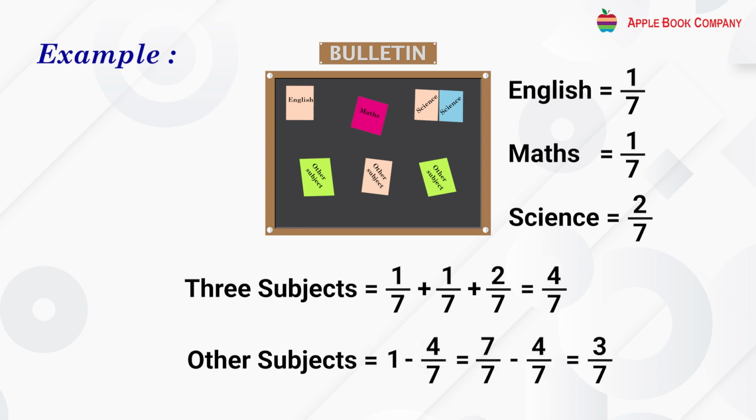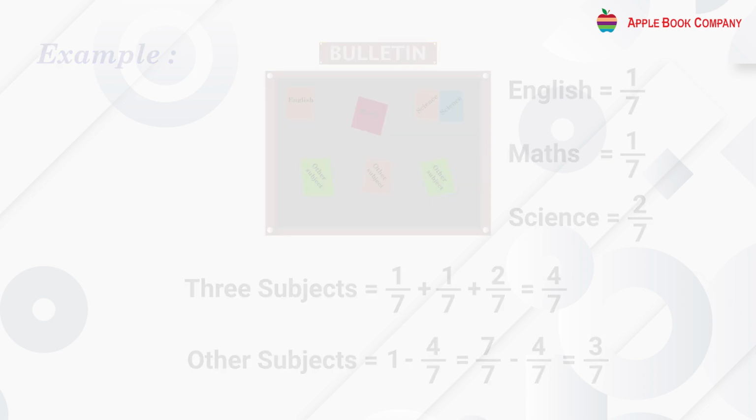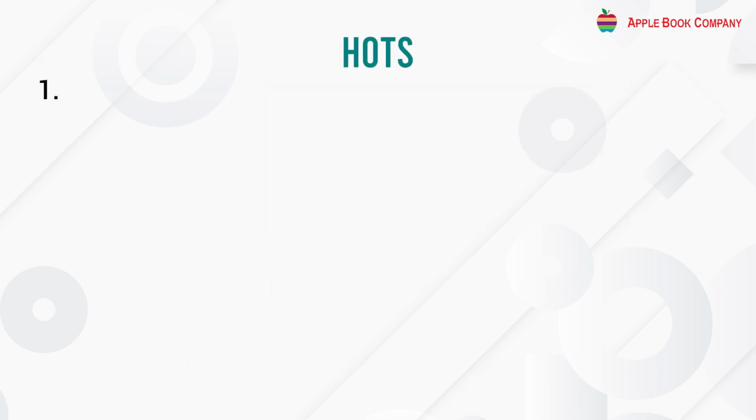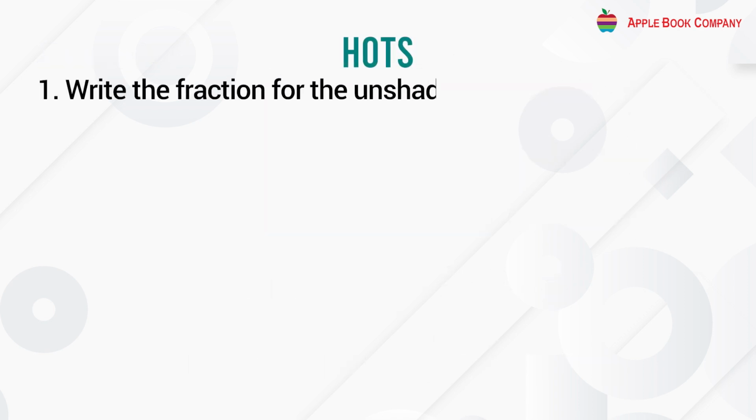The answer is 3 by 7. Fraction allotted for other subjects is equal to 3 by 7. We'll go with the HOTS. Question number 1. Write the fraction for the unshaded parts.